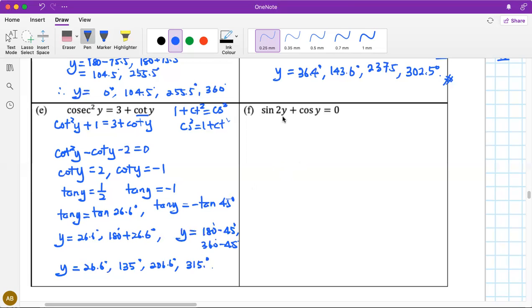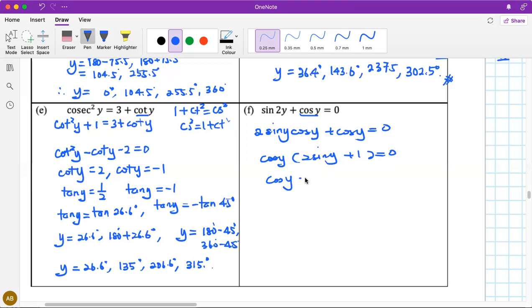Okay, now we go to F. F is sine 2y plus cos y. So we need to change into cos y. How to change? We use the double angle. So 2 sine y cos y plus cos y equals 0. You factorize it, you get cos y times 2 sine y plus 1 equals 0. Then you get cos y equals 0, or 2 sine y plus 1 equals 0, so sine y equals negative 1 over 2.